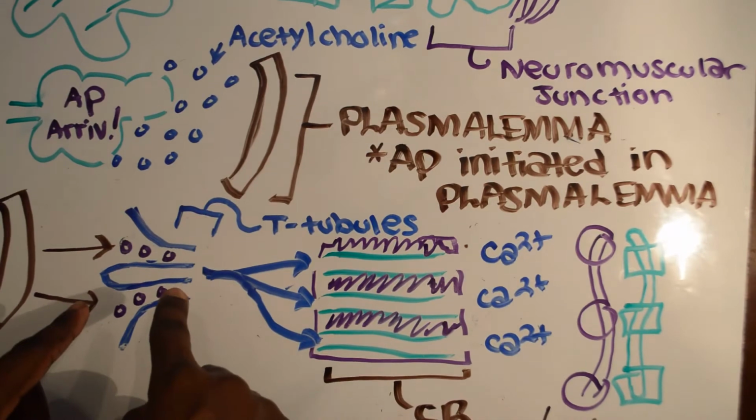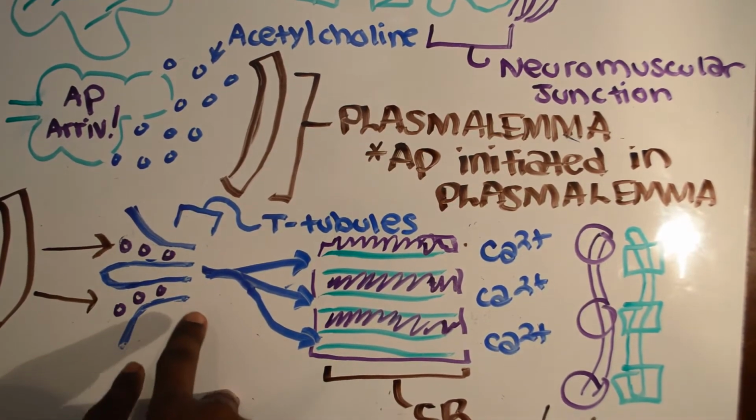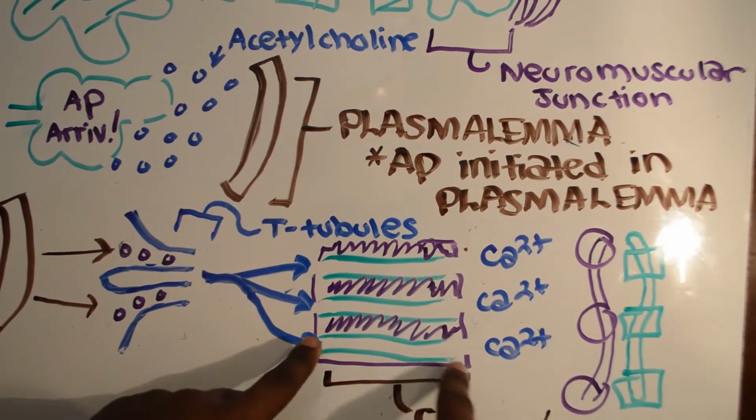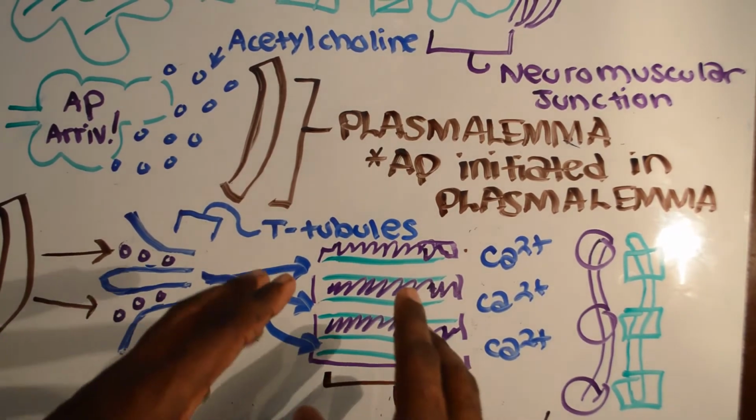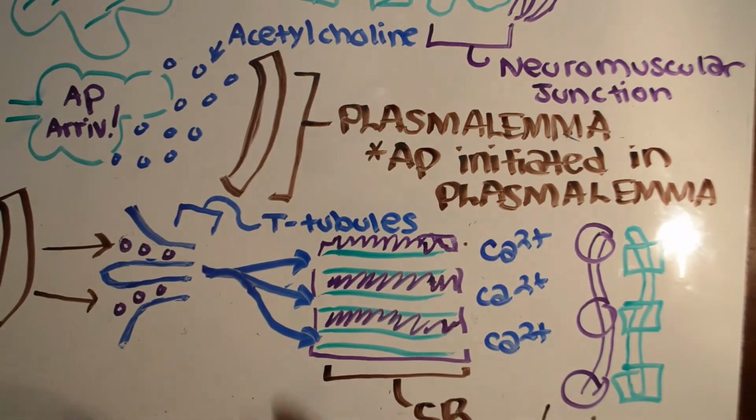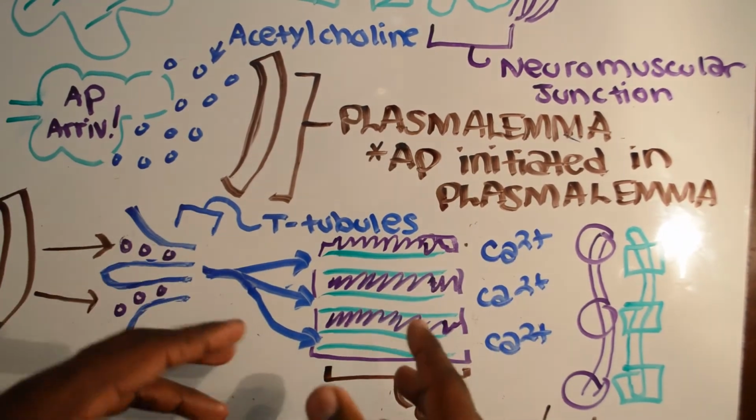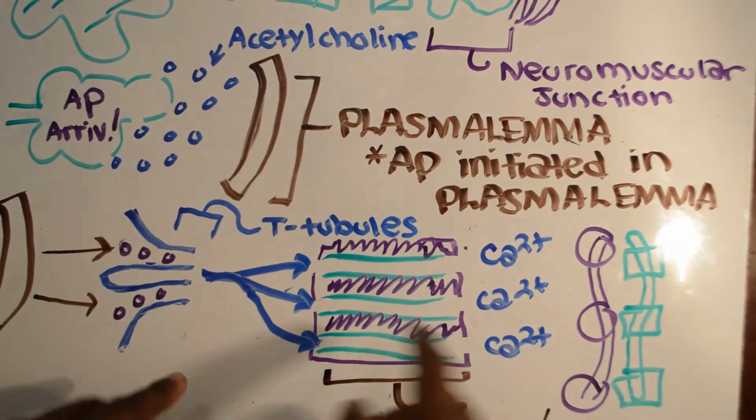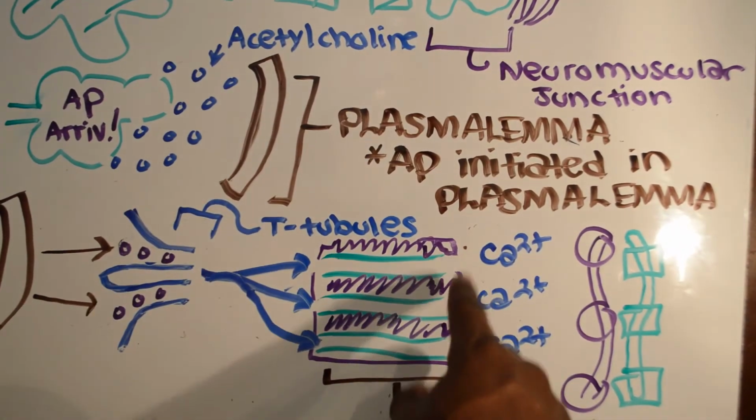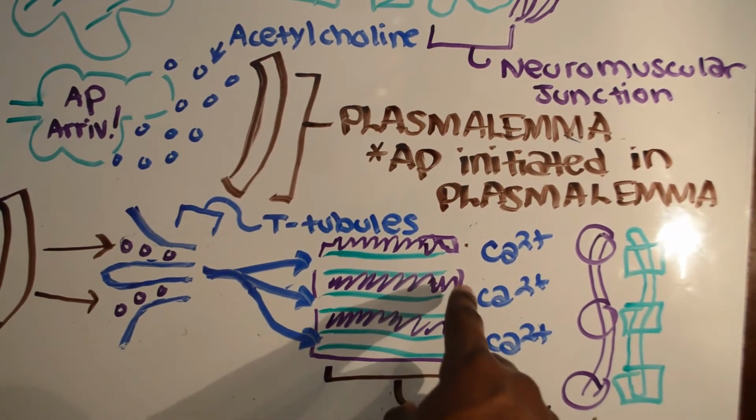From the T tubules, this impulse, this action potential, then travels to the sarcoplasmic reticulum. This is probably the most vital portion of initiating muscle contraction, because that's what we're trying to do through this whole process. We're trying to control our skeletal muscle. Once it reaches the sarcoplasmic reticulum, once it reaches the end of the cell, which is this part right here, it then releases calcium.